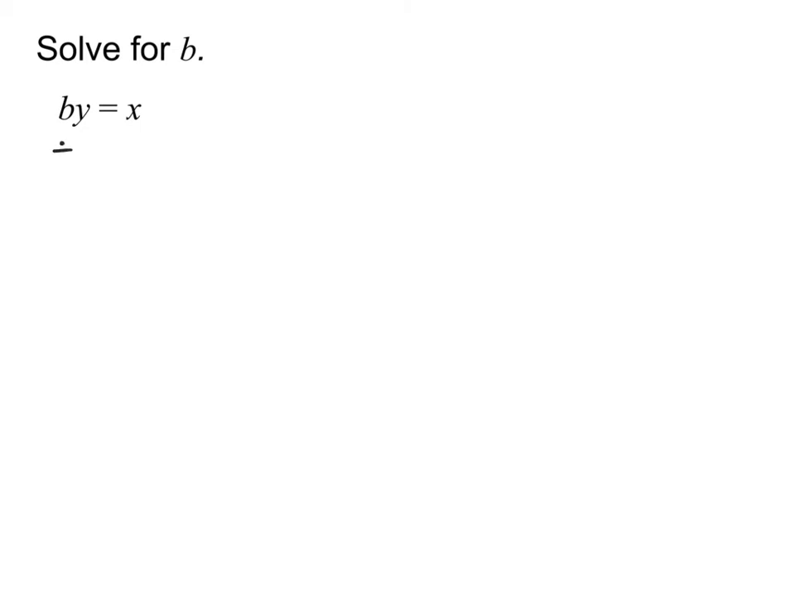So I'm going to undo that multiplication by dividing. And I have to divide both sides of the equal sign by the same thing. So on the left side, I have b, and on the right side, I have x divided by y. Or if you're like me and prefer to write it a little bit shorter even than that, you can write it as x over y.